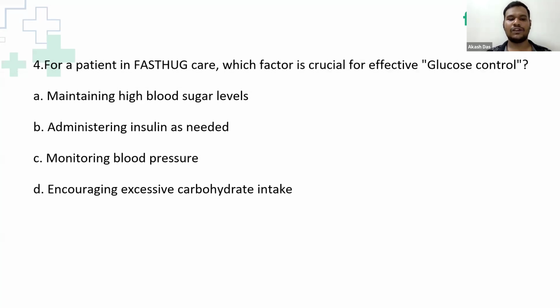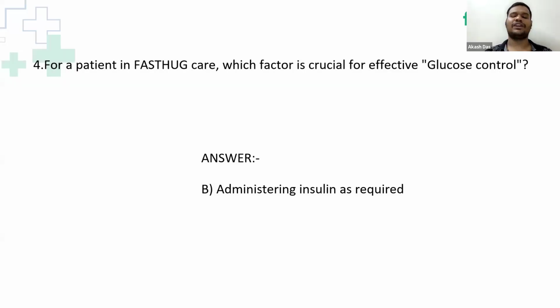Okay. So next, for a patient in FASTHUG care, which factor is crucial for effective glucose control? Maintaining high blood sugar levels, administering insulin as and when required if it is persistently high, monitoring blood pressure, or encouraging excessive carbohydrate intake, which is good for your patient? So the right answer is administering insulin as required for glucose control if the blood sugars are persistently high, more than 180.